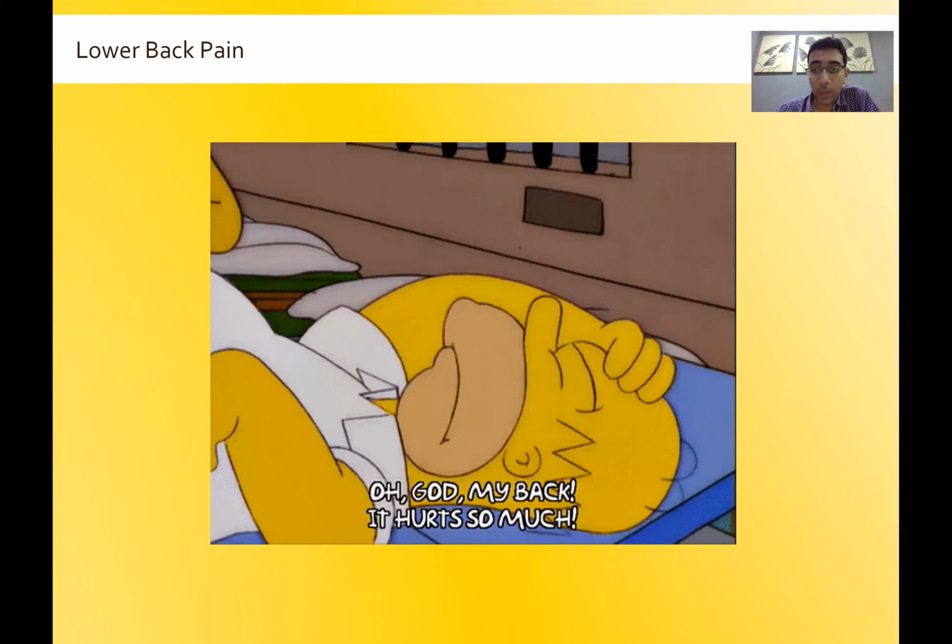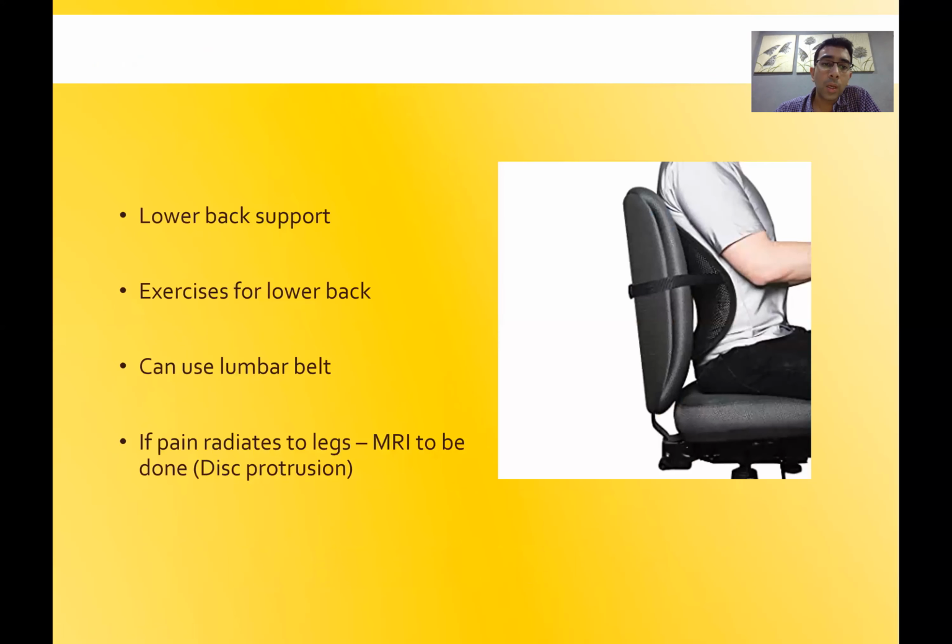This is again a very, very common thing that we see in our OP. Okay, so again, how do you treat it? A lower back support with the forward curve being maintained is very, very important. You don't need to have something like this. You can even use a small lumbar pillow, that is also enough.